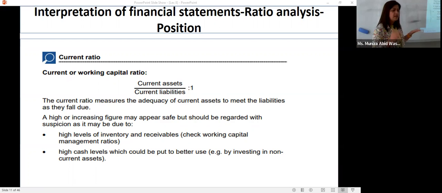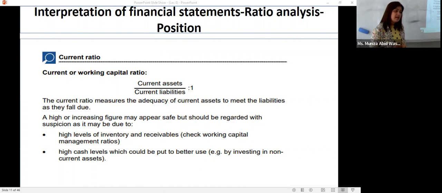If it's 1, it means that current assets are equal to the current liabilities. If it's 0.9, it means that current assets are 10% lesser than the current liabilities. And it means that whenever the current liabilities of the company fall due, the organization will have difficulties paying them off. If the organization has to pay the payables, and it does not have cash, it means that the organization is going to suffer.